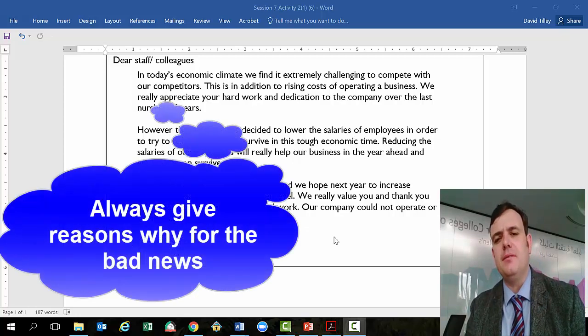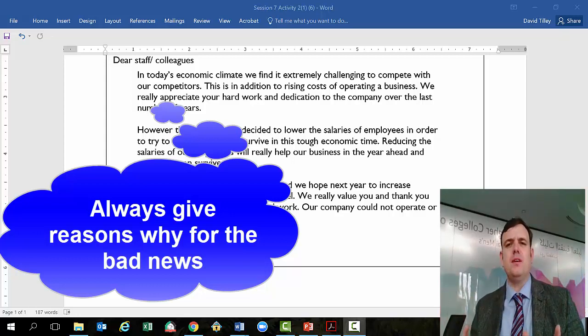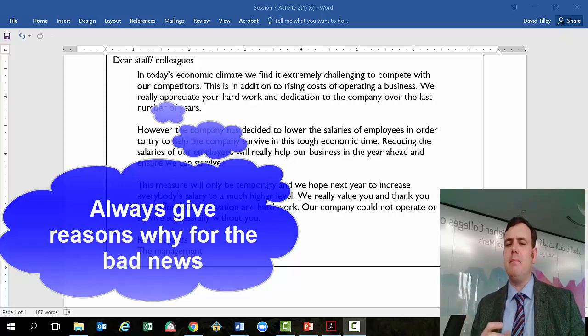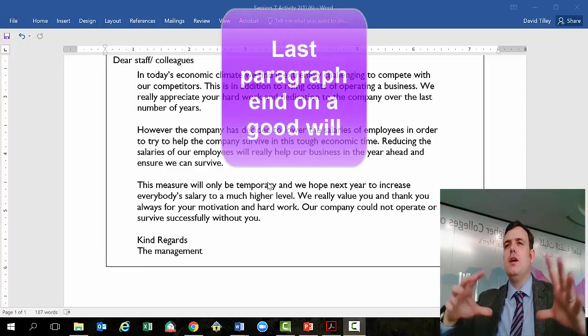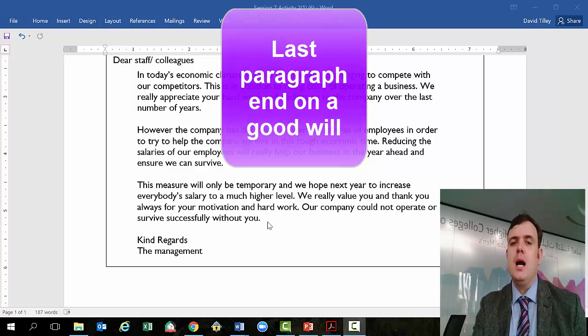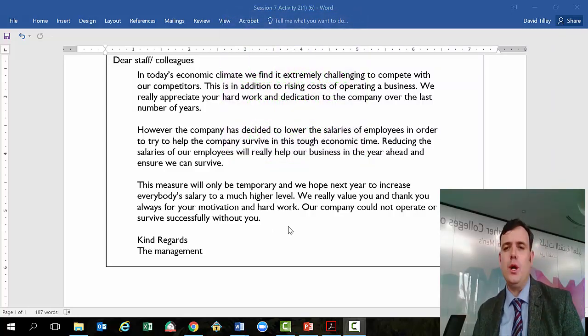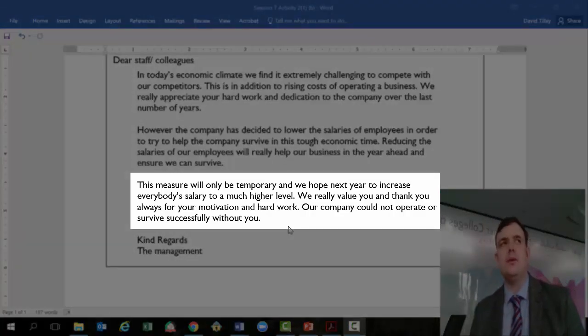What would be the third paragraph? The third paragraph, always make sure to end your email on a positive, good note. You want that employee, okay, he's got bad news, but he doesn't feel so bad about it because you've shown perhaps your appreciation to him or her. So, for example, this measure will only be temporary. We hope next year to increase everybody's salary to a much higher level. Okay, so this year my salary will drop, but however, it's mentioned here that salary can actually increase next year to a higher level. So perhaps, okay, not too bad.